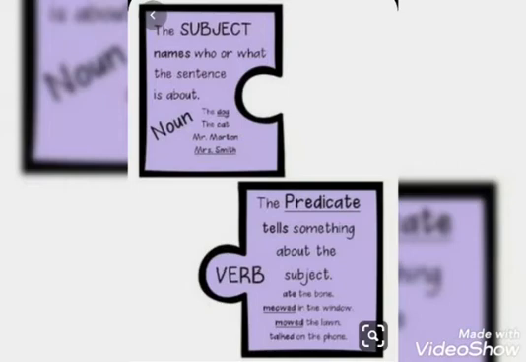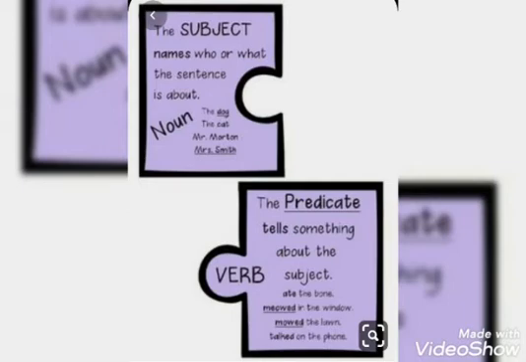Now, the dog is the subject. Ate the bone is the predicate. The cat is the subject. Mewed in the window is the predicate. Mr. Morton is the subject. And what did Mr. Morton do? Mowed the lawn. Mrs. Smith is the subject. And talked on the phone is the predicate.